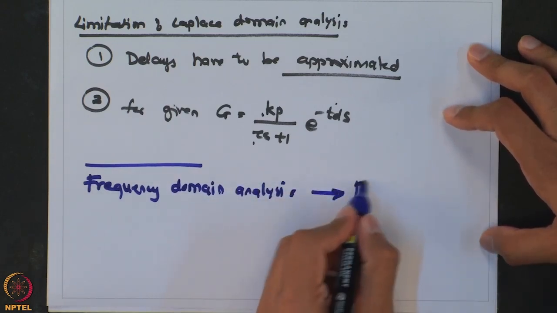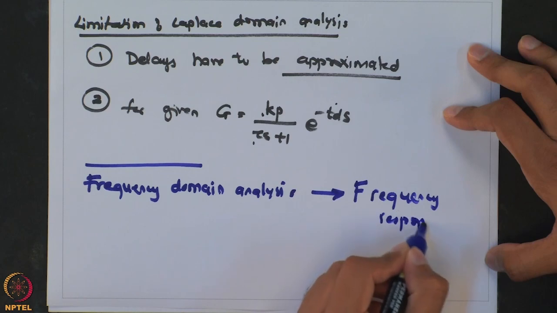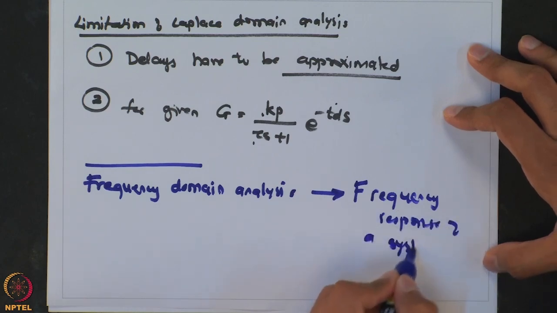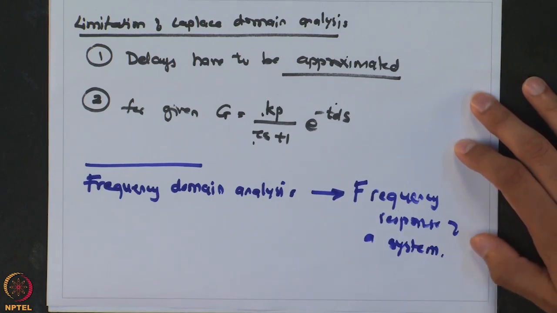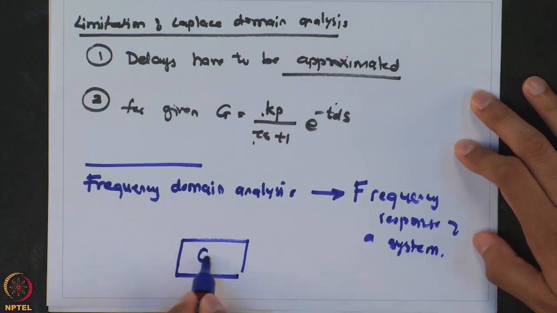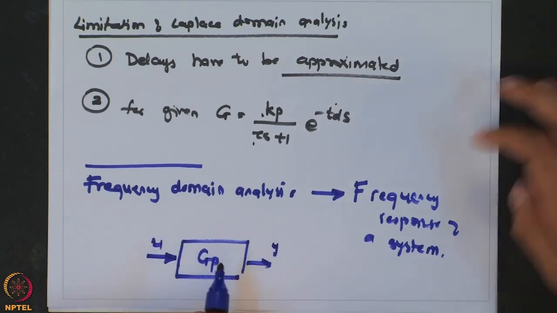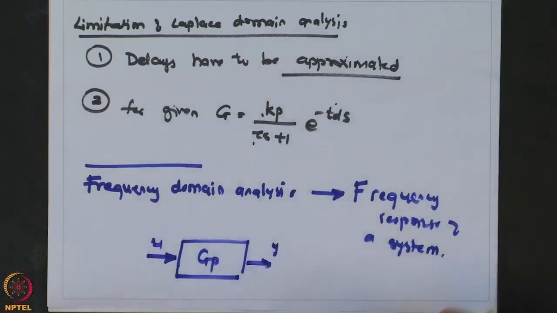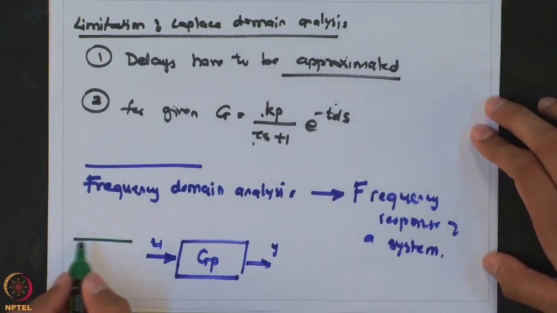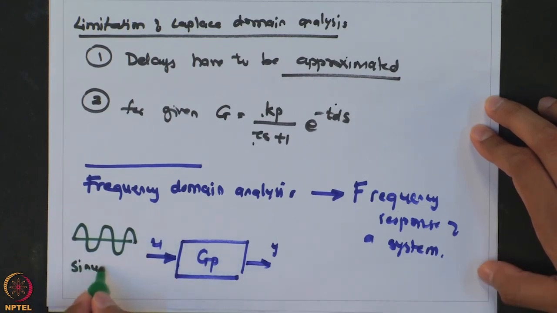So this means we are going to calculate what is known as a frequency response. And when I say frequency response of a system, what I mean by that is you have a process which has certain inputs and certain outputs, and we say that at the input we introduce an oscillating input, a sinusoidal input, maybe of the form A sin omega t.